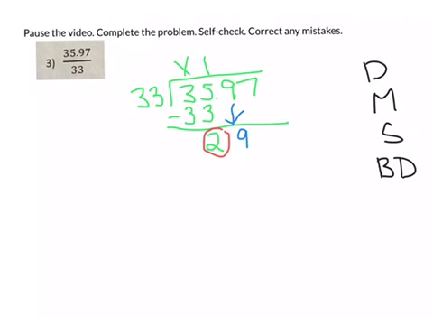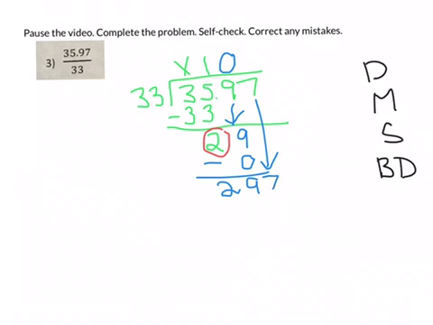And I'm going to say, can 33 go into 29? No, it can't. 29 is smaller. I have to put a 0 there because it goes in there 0 times. It can't go into 29. So I'm going to go 0 times 33. So I'm doing my multiplication. Then I'm going to subtract. And I'm going to bring down.